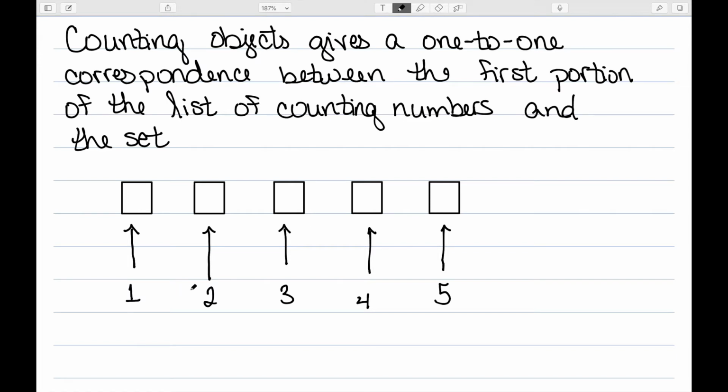We only use a portion of the numbers, so we don't continue on indefinitely when we count. We do stop. So that's the part that we talk about, the portion of the list. The first portion indicates that we always start with 1 when we count. And so counting gives us a correspondence between our counting numbers and the things inside of our set.